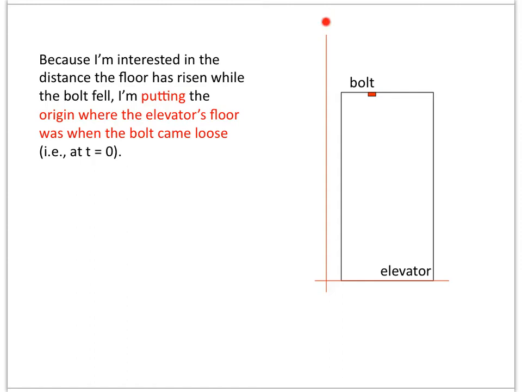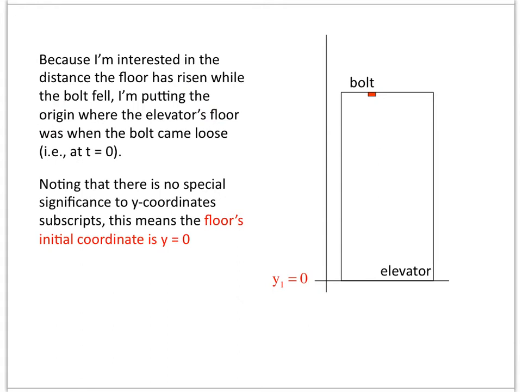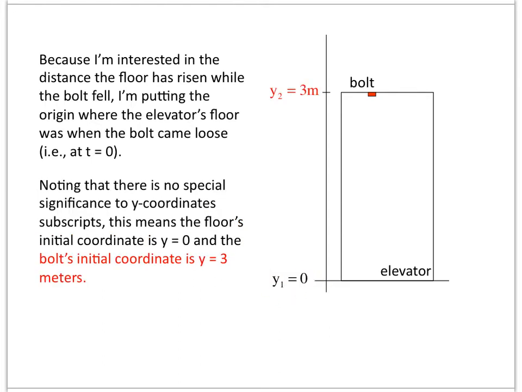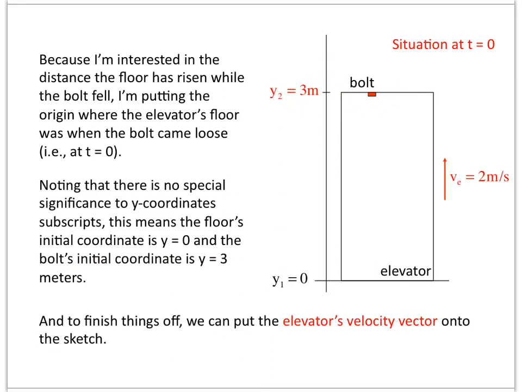That means that if the coordinate axis looks like this, the elevator and bolt system will look like this at t equal to 0. That additionally means that the elevator floor's initial position is y1 equal to 0. The bolt's initial position is y2 equal to 3 meters. And to be complete, the velocity of the elevator and the bolt initially is going to be 2 meters per second. This is what the system is going to look like at t equal to 0.